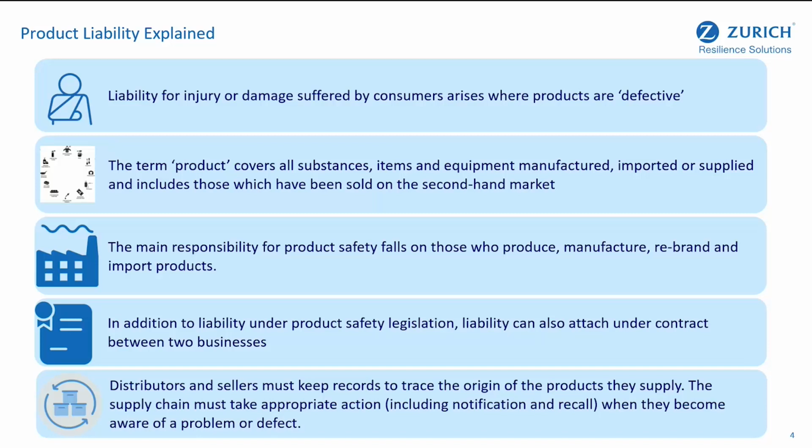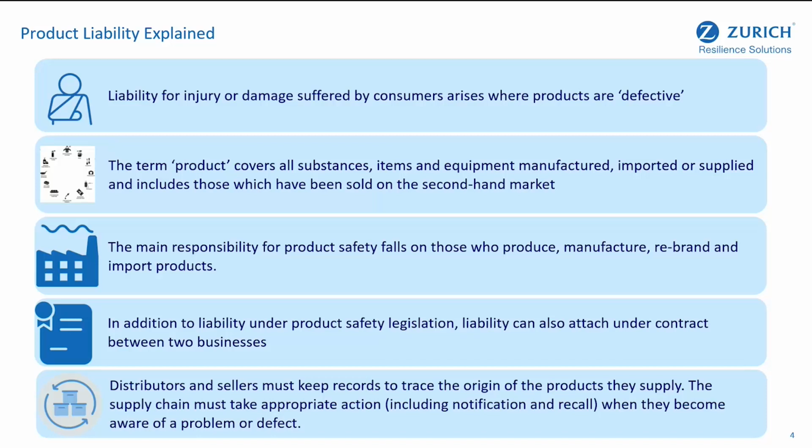So in addition to liability on the product safety legislation, liability can also attach under contract between two businesses as well. For example, when one company supplies materials or components to another company, and owing to poor quality or defects, the business receiving the goods incurs unnecessary expenses or loss, such as product liability claims, reworking costs, or product recall costs. So that starts to paint an image of how the supply chain comes into effect in the event of product liability.